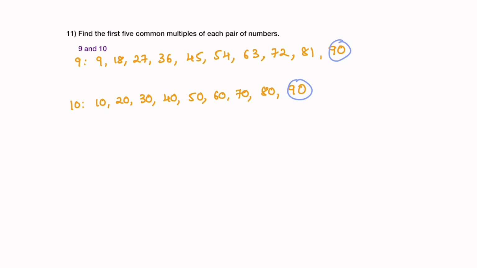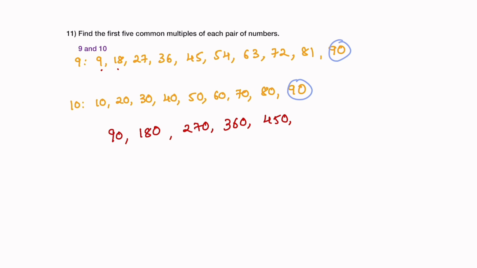So that gives us the pattern. 90 plus 90 is this. If you look at this, it says 90, 180. It's just adding 0 over there. 270, 360, 450, and so on and so forth. But we just need 5. It's that simple.